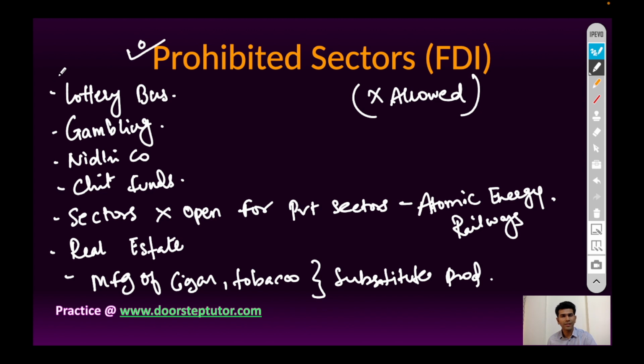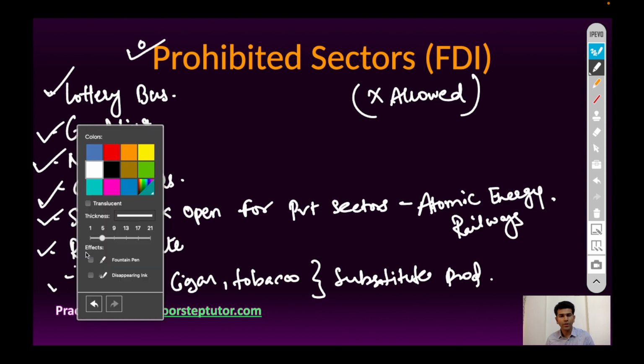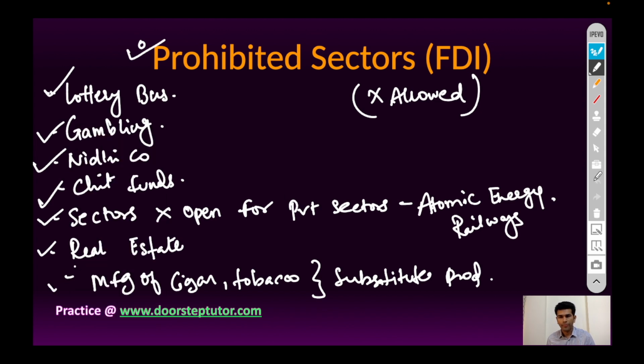So these are the sectors or activities wherein FDI is prohibited 100%. Lottery business, gambling, Nidhi and chit fund. Sectors which are not allowed for private sector are not allowed for FDI also. Real estate business and manufacturing of cigarette, tobacco and substitute products.